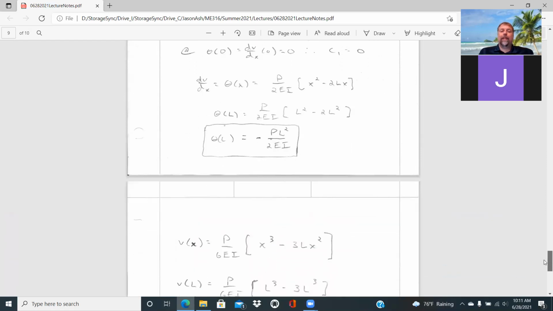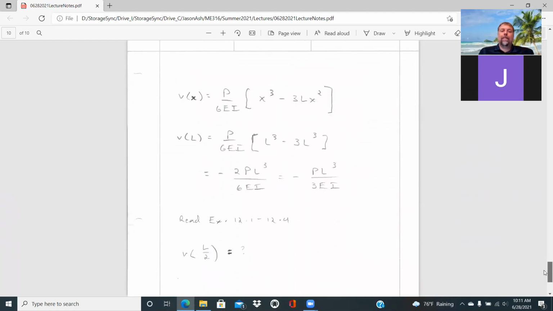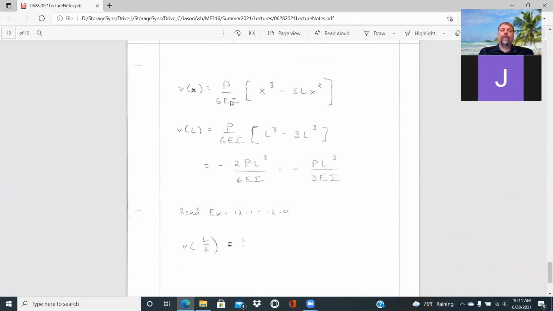And then if we look at the displacement, again, that v of x, when we move EI over to the other side, we end up with p over 6EI times the quantity x cubed minus 3lx squared. And so plugging in L for that, finding the displacement at that free end, p over 6EI times L cubed minus 3L cubed. And we have 1 minus 3, which will give us a minus 2 PL cubed over 6EI, which is a minus PL cubed over 3EI. The 2 will cancel with 6 to give you 3.